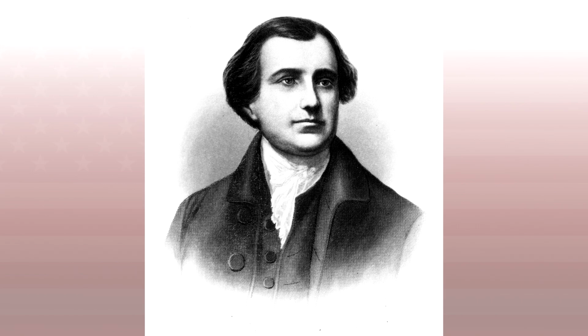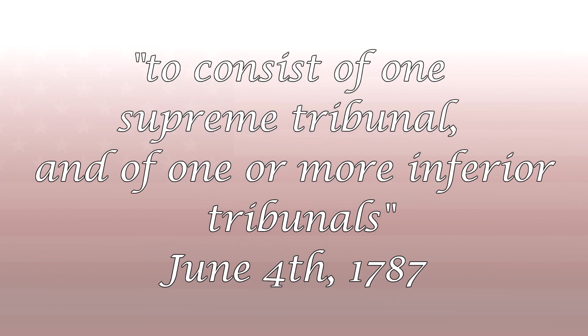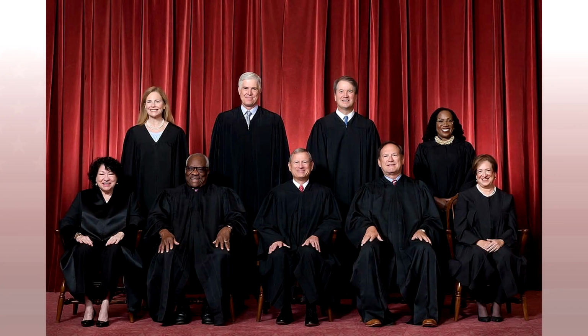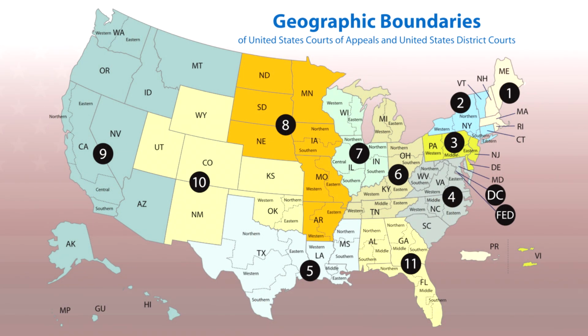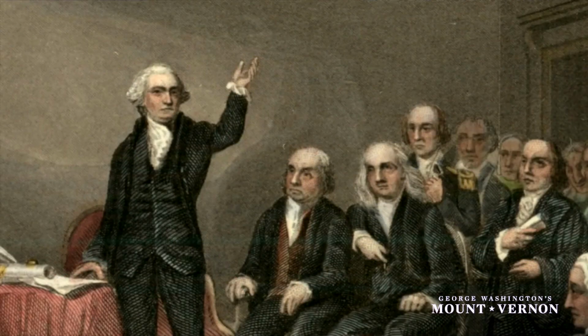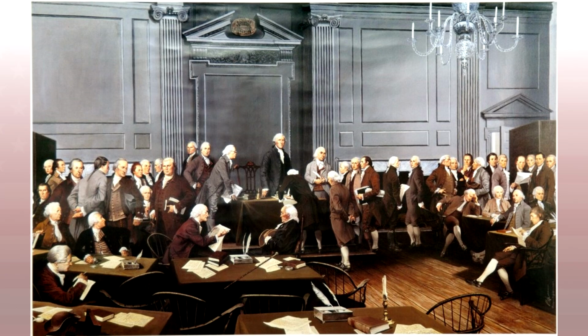Then the framers added the specific words of, quote, "to consist of one supreme tribunal and of one or more inferior tribunals." The Supreme Tribunal would eventually become the Supreme Court of the United States as we know it, and after multiple iterations, the inferior tribunals would eventually become the federal district courts of today. This went ahead and passed, and on the very next day, June 5th, the framers wanted to substitute the Supreme Tribunal with the wording the Supreme Court.